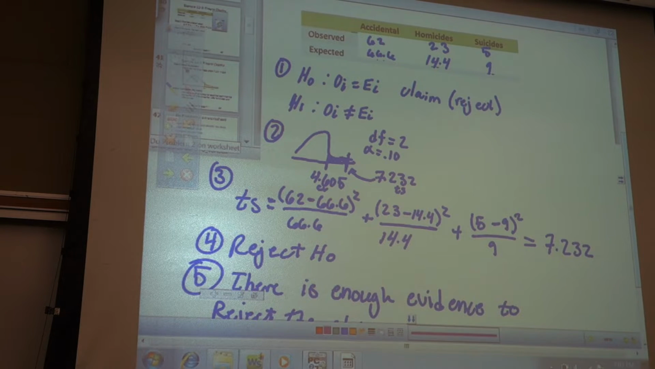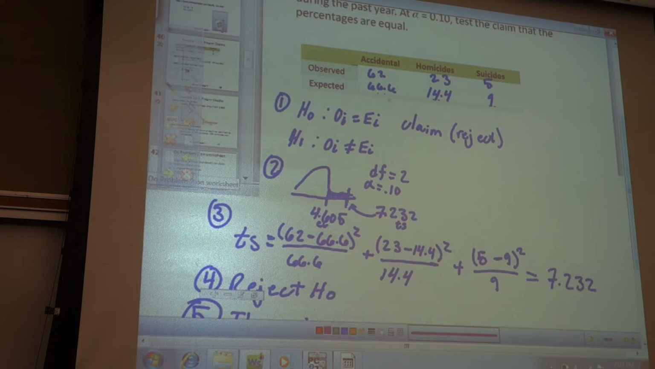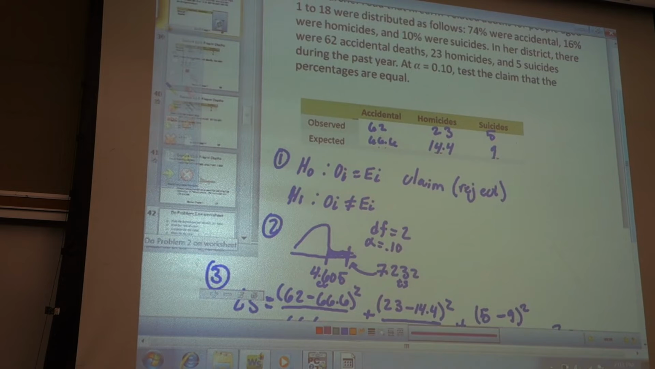Okay, so for step one, you find out what your H naught and H1 is. Fill in that chart. By reading the problem, I found out what the observed was, and the expected values. I divided each percentage by 300, and I got 60. You multiply these. Or I multiplied them. And I got each of those values.